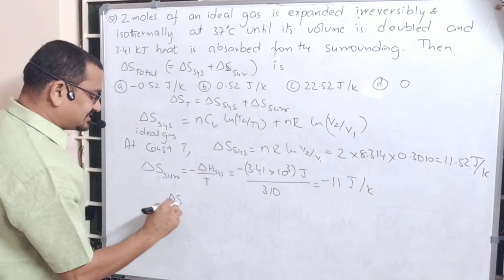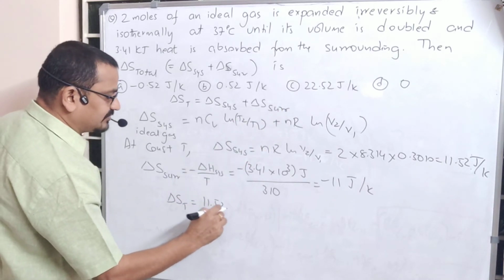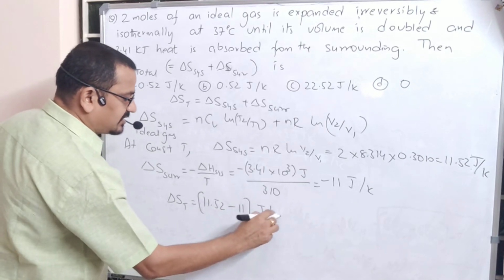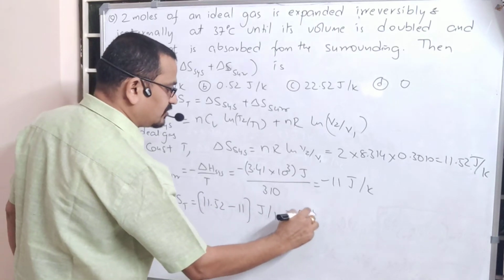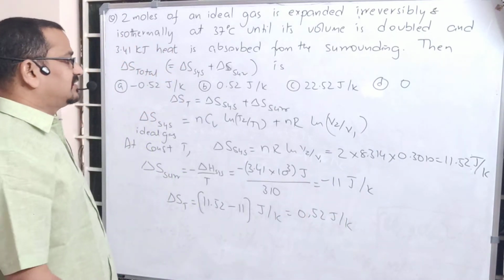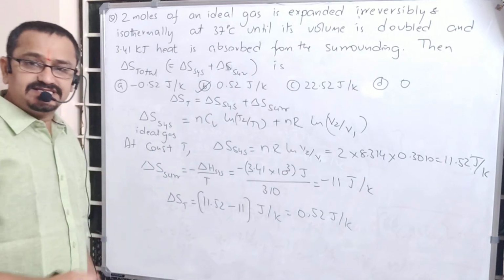Now delta S total can be given as 11.52 minus 11 joule per Kelvin. It is 0.52 joule per Kelvin. So which option is suitable for this? Plus 0.52, option B. So this is one numerical.